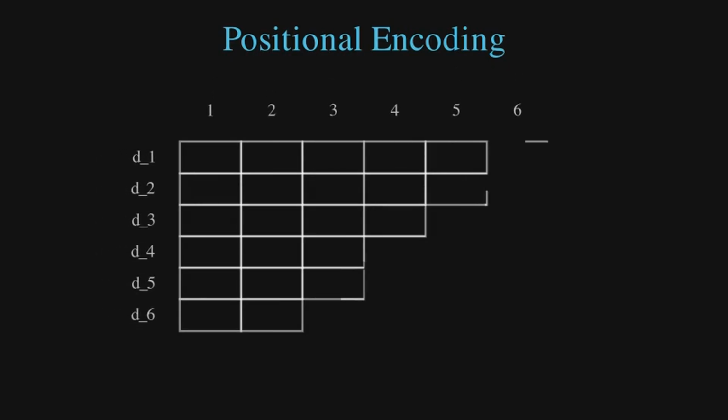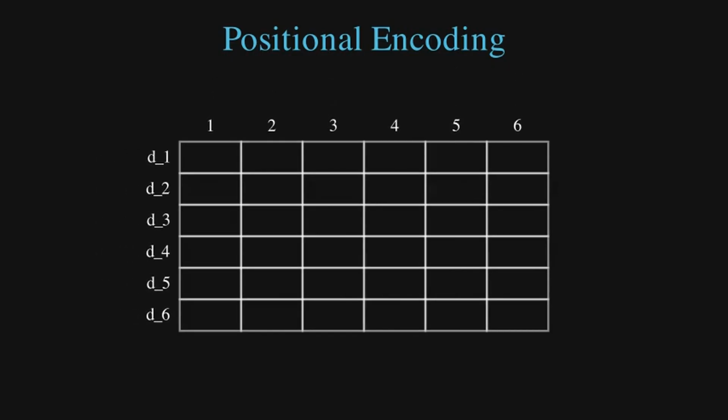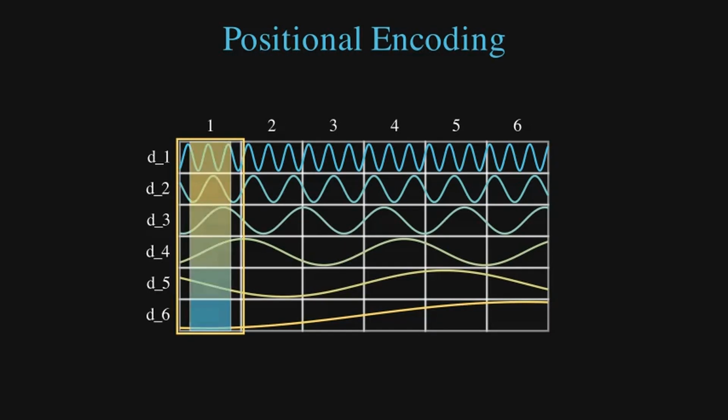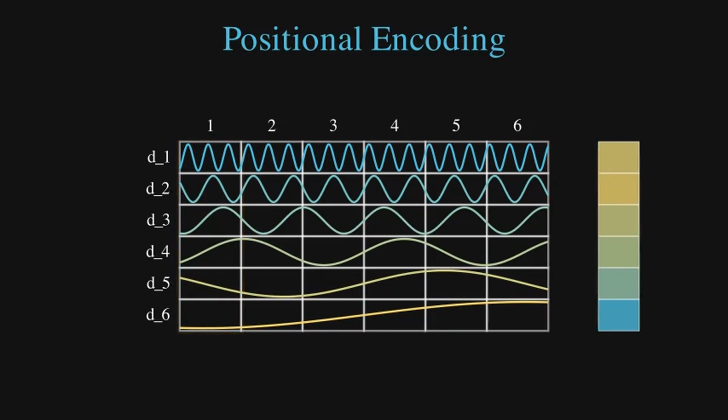Instead of just appending an integer, like 1, 2, or 3, to each word, the creators of the transformer opted for a more elegant, continuous approach. They used a combination of sine and cosine waves of varying frequencies. Imagine a series of waves flowing through our embedding dimensions. The first few dimensions oscillate rapidly, while the deeper dimensions wave much more slowly. If you take a vertical slice at any given position, you get a unique mathematical signature, a specific blend of wave values that uniquely identifies that exact spot in the sequence.